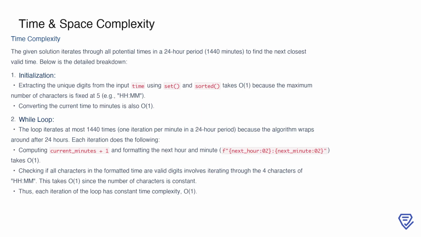Since there are 1440 minutes in a day, the loop runs at most 1440 iterations. Within each iteration, operations like computing the next minute, formatting it into the HHMM format, and checking if all characters are valid digits all happen in constant time because the structure of the input and operations on it are fixed. Therefore, the time complexity per iteration is O(1), and across all 1440 iterations, it remains linear in the number of minutes, O(1440). However, because 1440 is a constant value, we can simplify this to O(1).